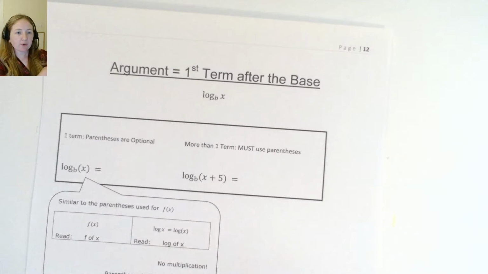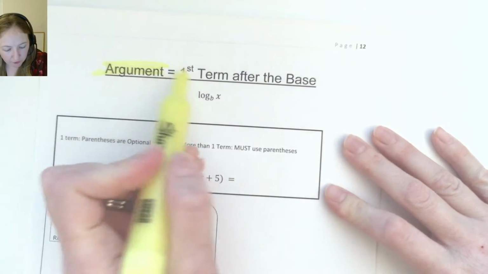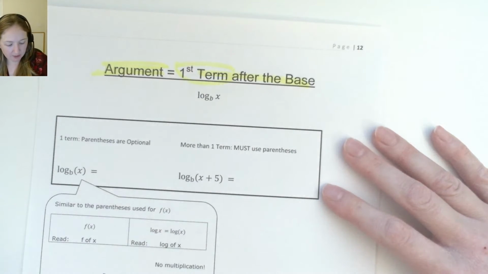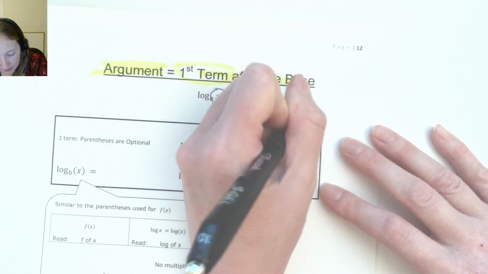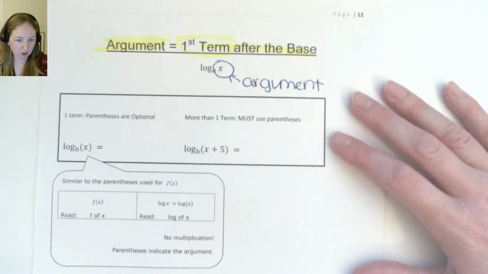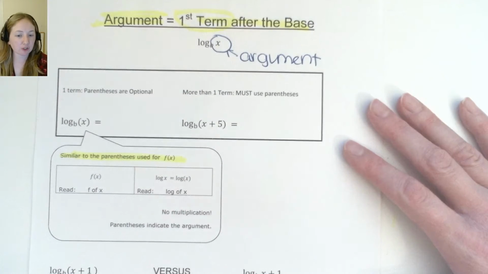All right, so that brings us to our next question of what is the deal with these parentheses and the argument. So the argument is the very first term after the base. When you're looking at log base b of x, this x is your argument. Now, the parentheses are not indicating in any way multiplication.